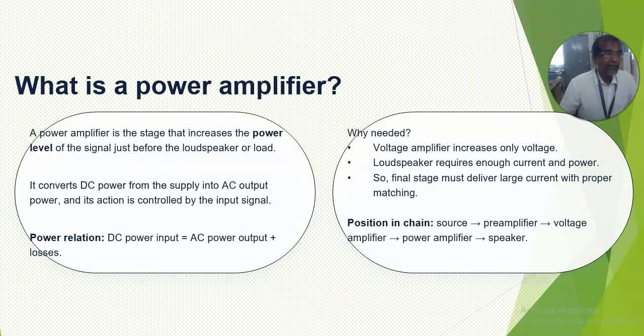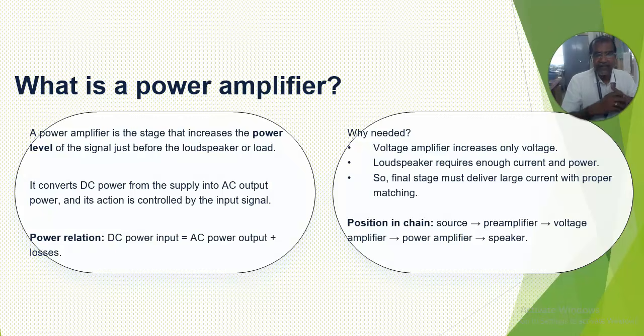So what is a power amplifier? A power amplifier is the stage that increases the power level of the signal just before the loudspeaker or load. It converts DC power from the supply into AC output power, and its action is controlled by the input signal. So in a relation we can say DC power input is equal to AC power output plus losses.